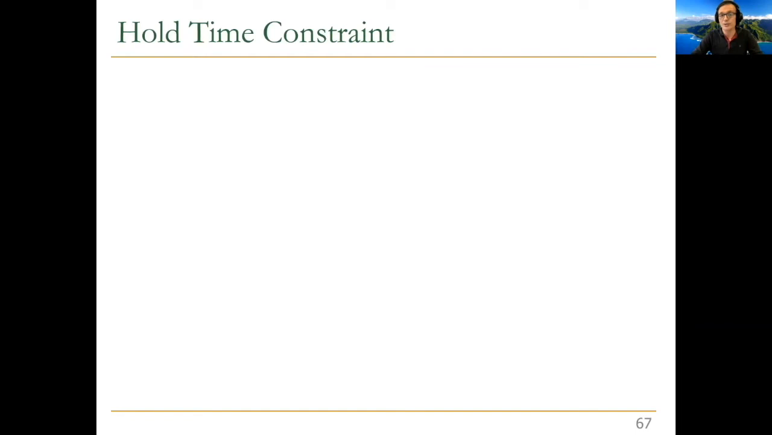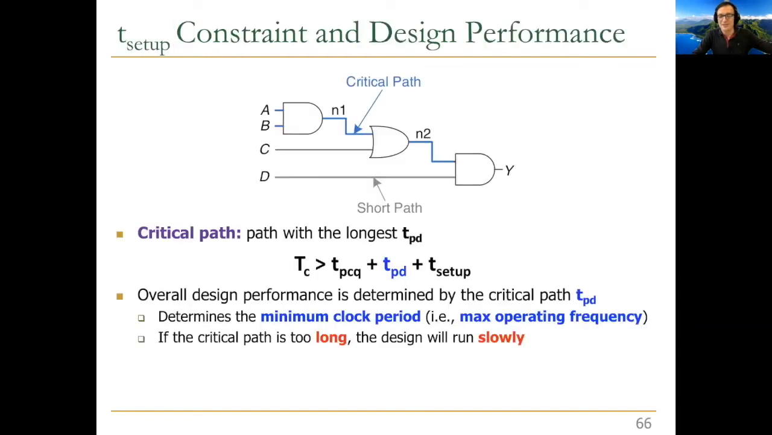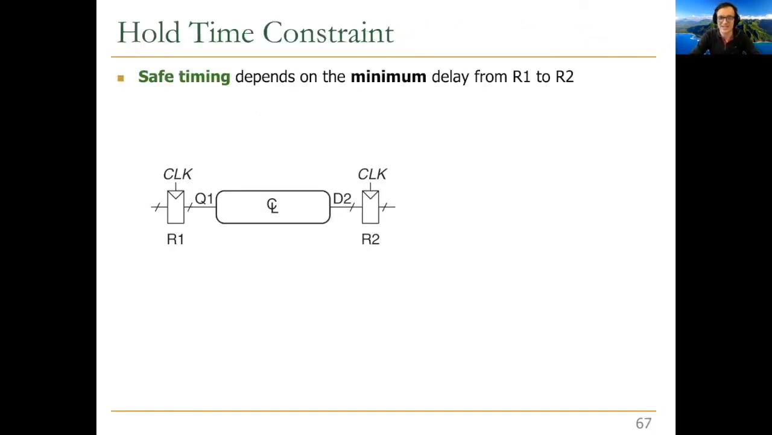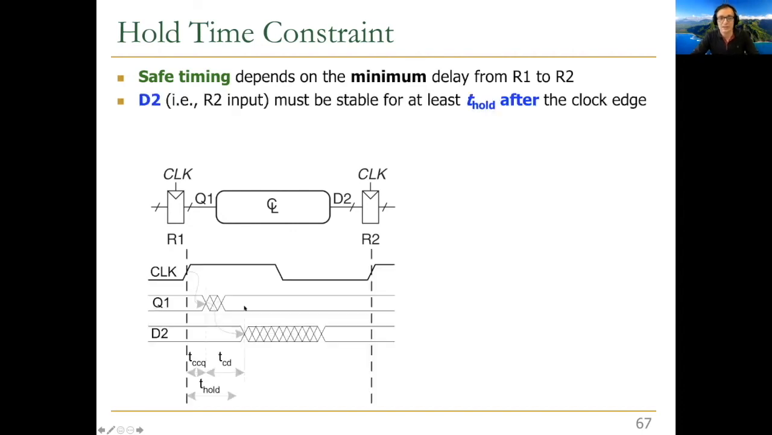Now, let me cover the hold time constraints. We covered the setup time constraint, which affects your critical clock cycle time. Let's cover the hold time constraint, because that's going to make things a little more interesting. Safe timing also depends on the minimum delay from R1 to R2. Hopefully it will now become clear why minimum delay matters. I promised that I would talk about minimum delay and why it matters. It matters because of the hold time constraint. So let's take a look.